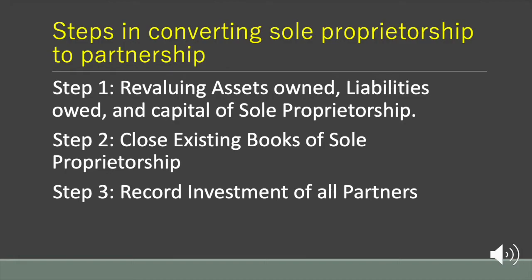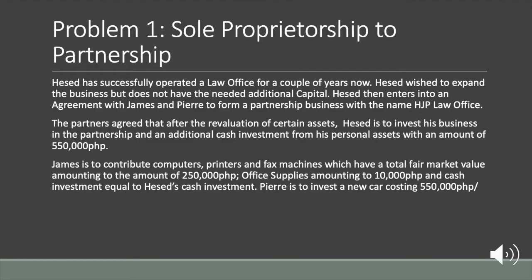Third step is to record the investment of all partners. This is where the transactions contributed by each partner are recorded. For the first problem, I got this from the book. I just changed the names. And the first problem is sole proprietorship to partnership.